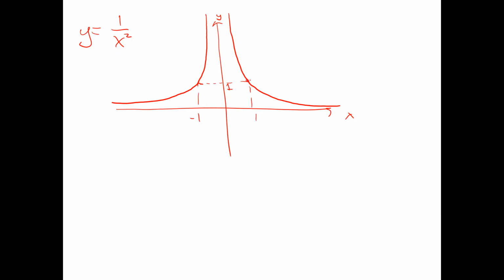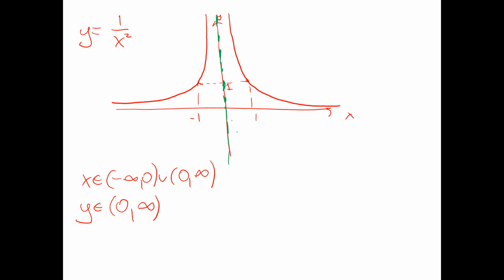Now, domain: we can substitute any numbers, but not 0, the same thing. And the outputs are actually not 0, but all positive numbers. X is the domain, Y is the range. And if I'm consistent, the same thing: the line x equals 0 is a vertical asymptote.